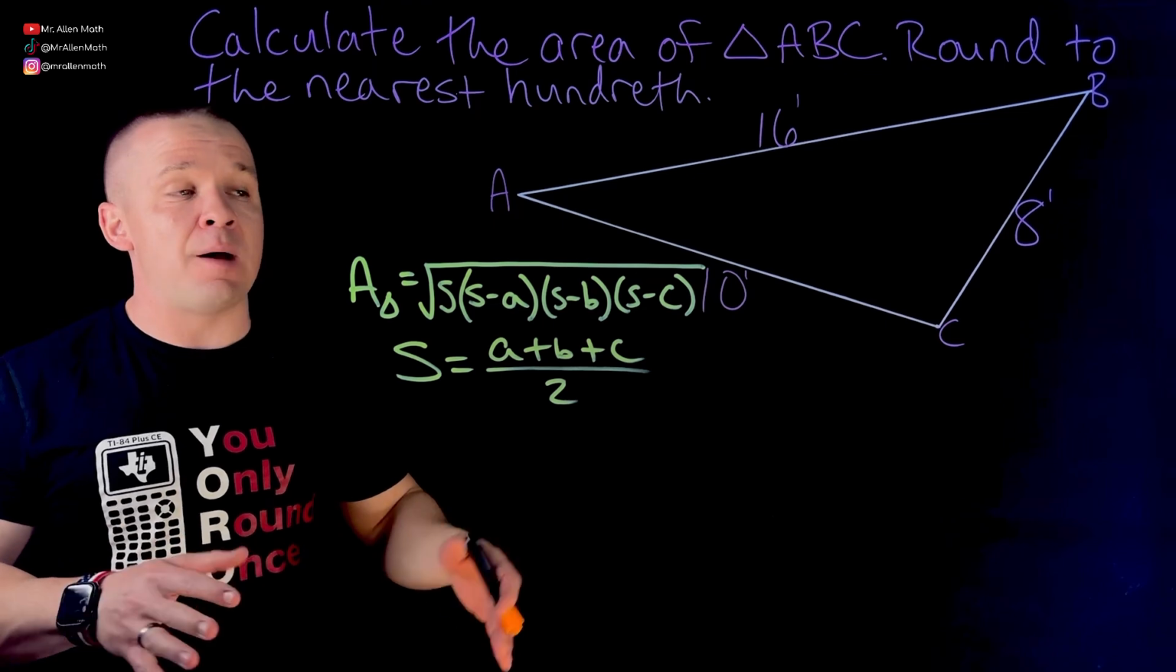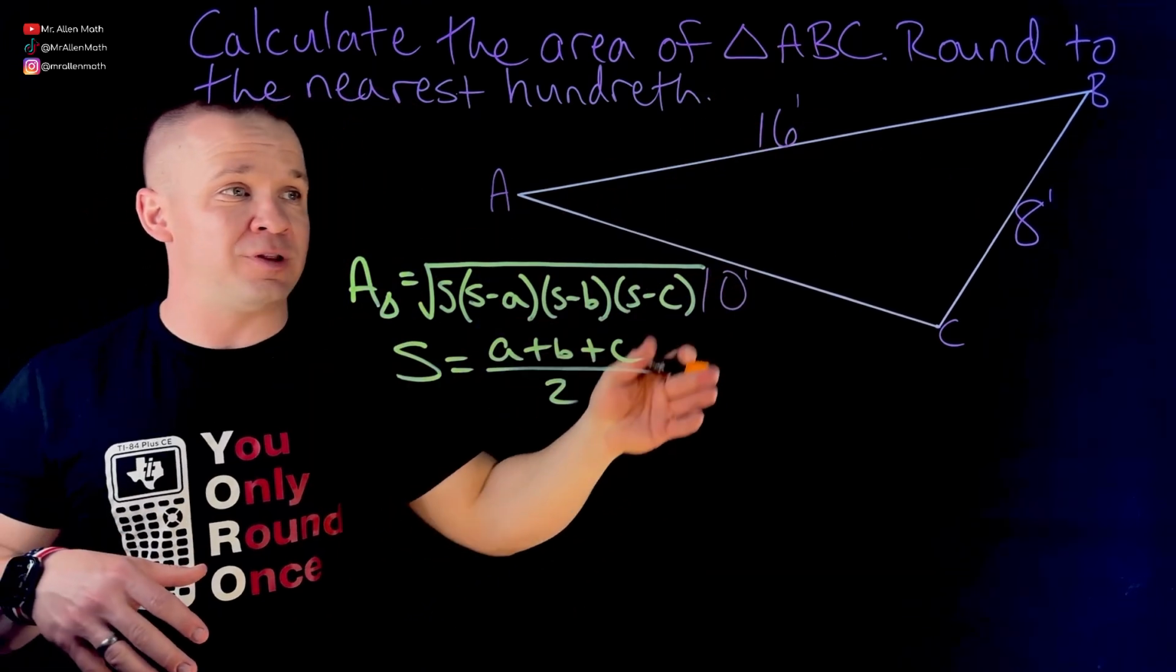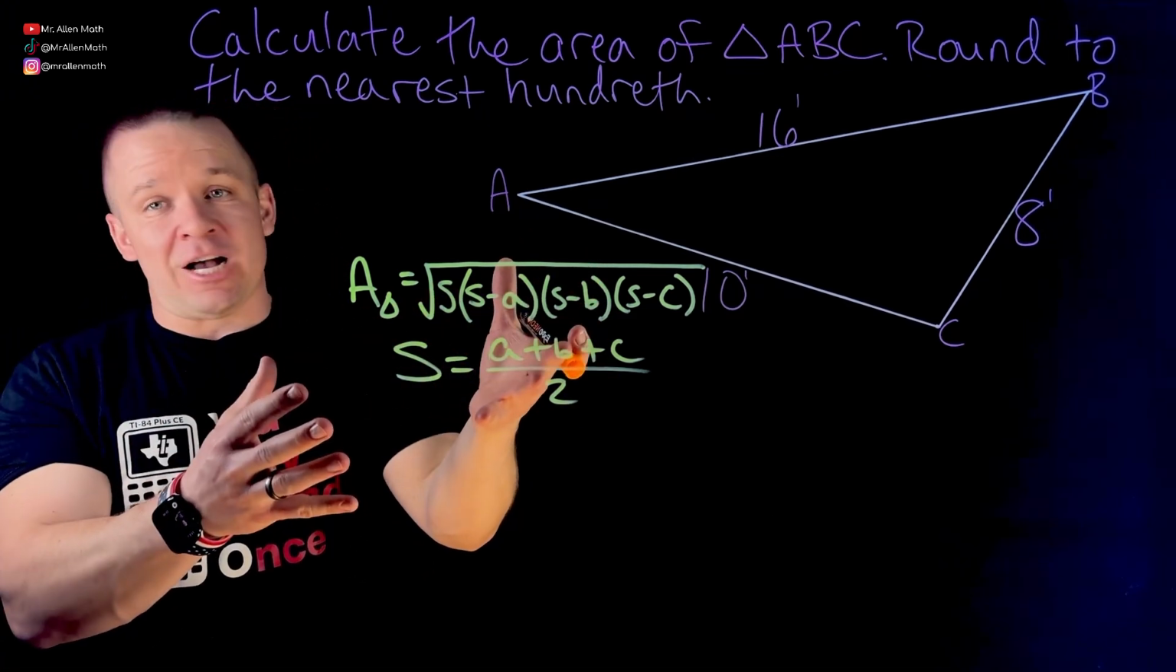It isn't going to be used all the time, but in the situation where you have three known sides and no right angles, this is not a Pythagorean triple. It doesn't fit the Pythagorean theorem. This has got your back.